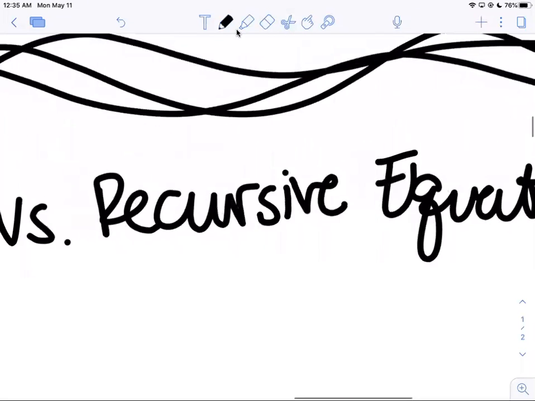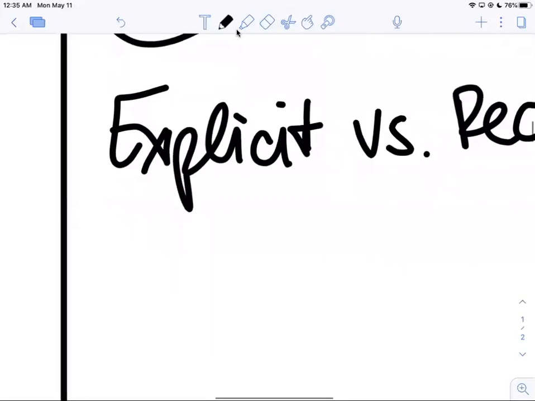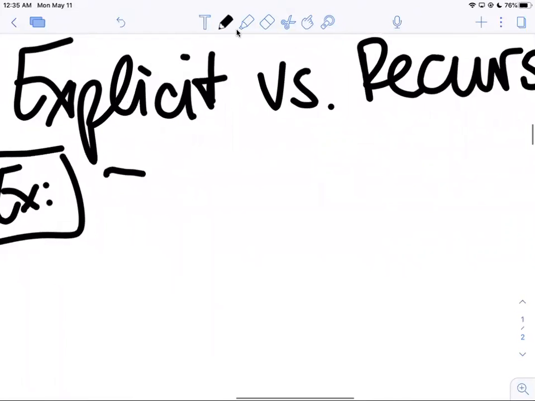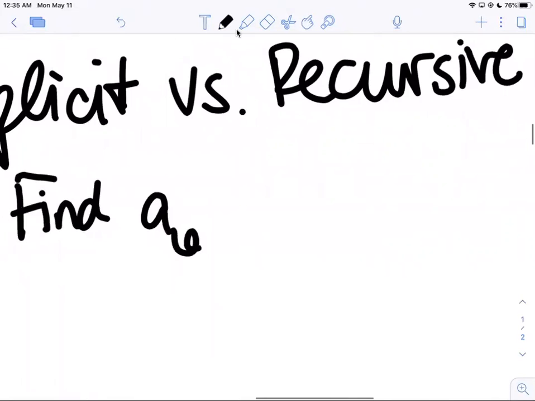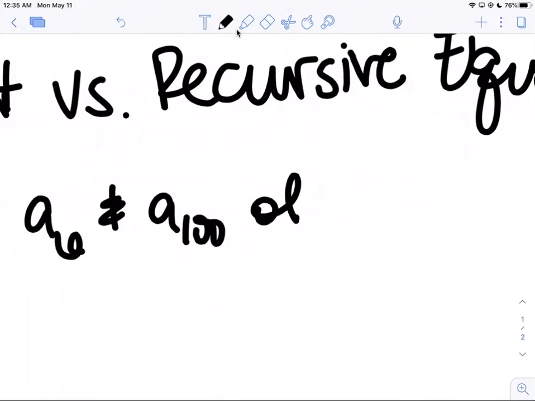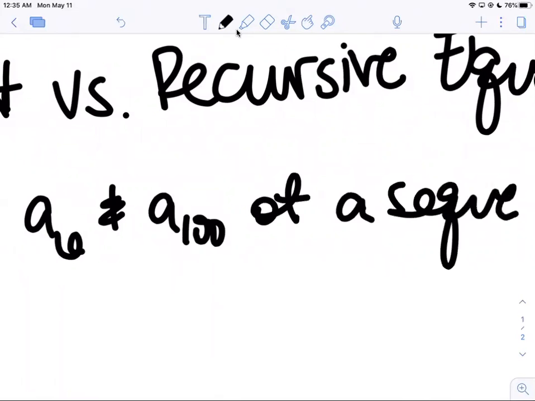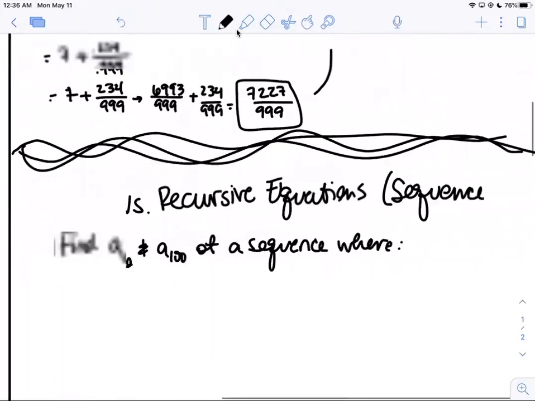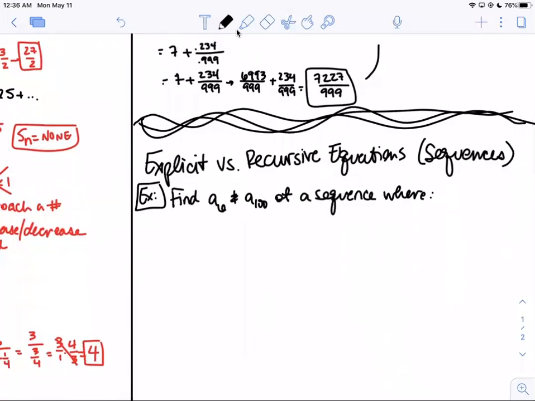Okay, so I'm going to do an example that uses both explicit and recursive so we can remind ourselves what I told you the definition of them were, and we can see the differences pretty closely. So we are going to find the a sub 6 and the a sub 100 term of a sequence where we're going to do two things. These are not the same sequence. These are two separate sequences. The first one is going to be an explicit function, and the second one's going to be recursive.